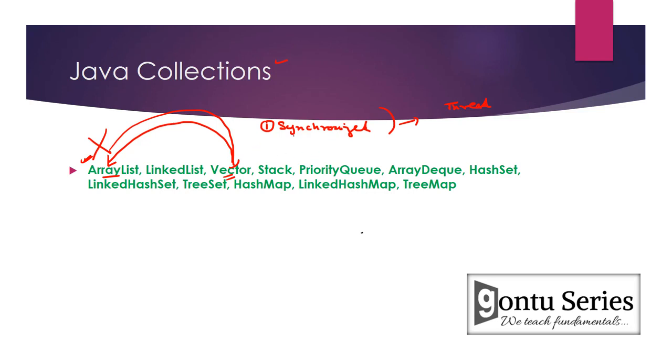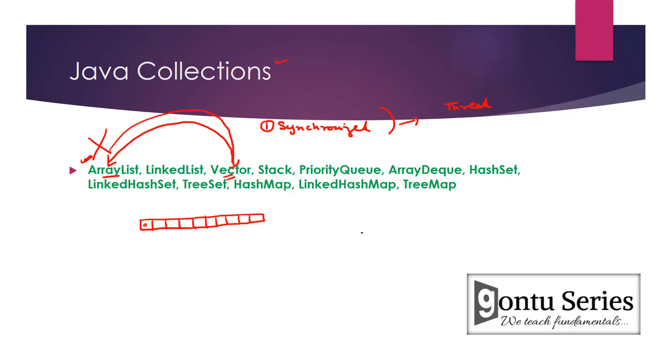Okay, and what is synchronized? This is something you're going to learn later in your Java threading framework sessions. Apart from this important difference, there's one more difference between an array list and a vector. Now what is that difference? In case of an array list, what happens? Let's say you have an array list which has a capacity of 10: 1, 2, 3, 4, 5, 6, 7, 8, 9 and 10.